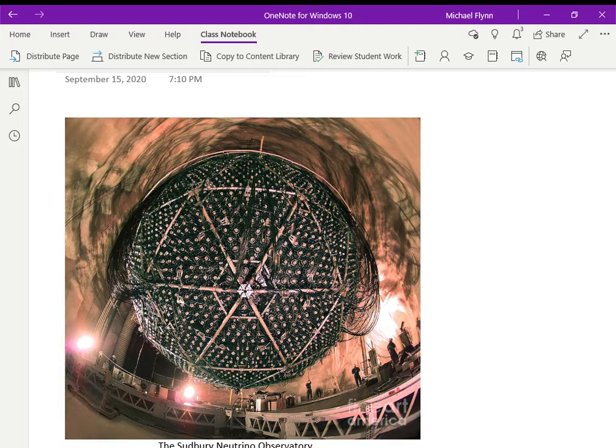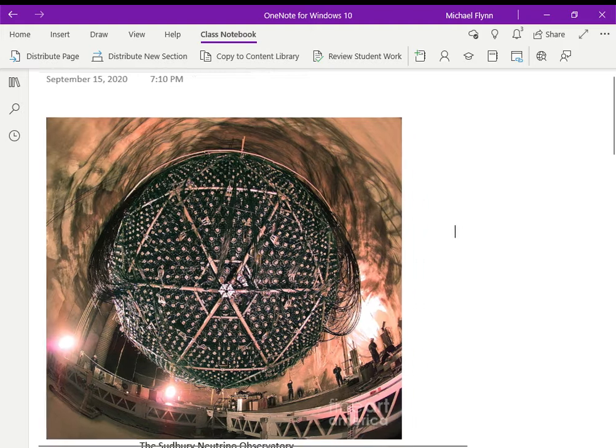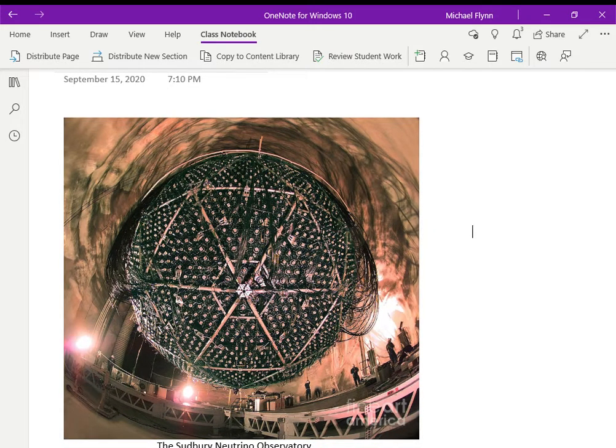To answer that question, I want you to look at this picture for a second. What you're looking at is an underground observatory. It's in the shape of a huge sphere. If you see, there are people down here, which gives you an idea of scale. It's a big tank of water, and all dotted around the outside are cameras pointing to the inside. They're designed to do one thing: detect light emissions.